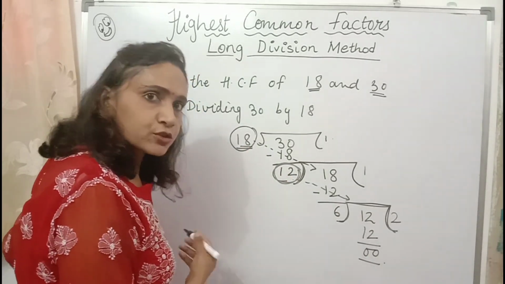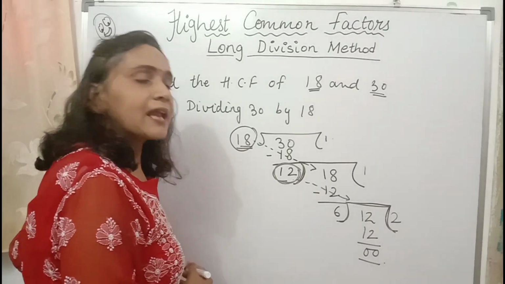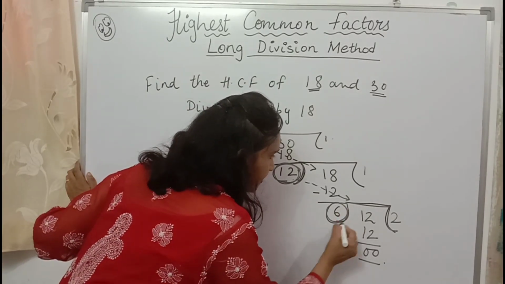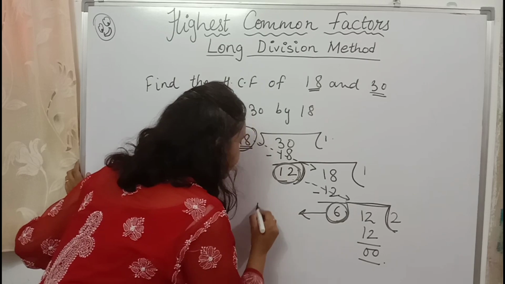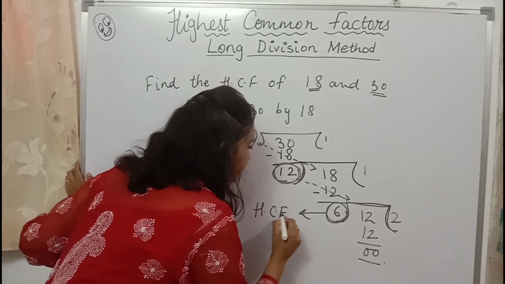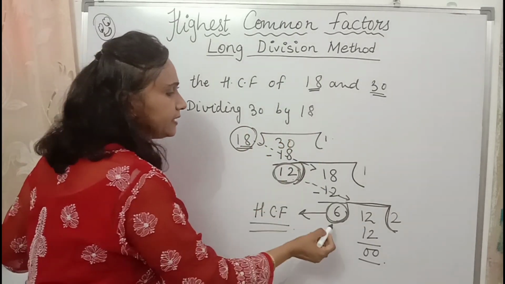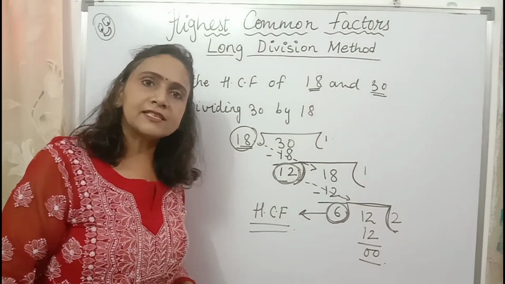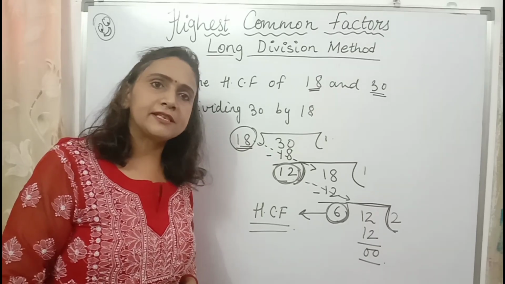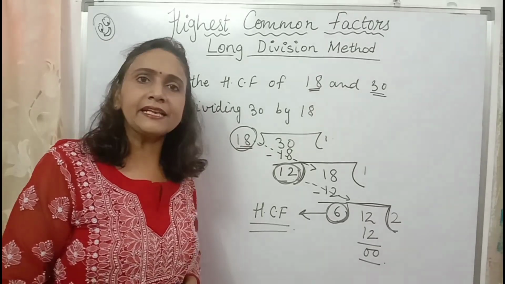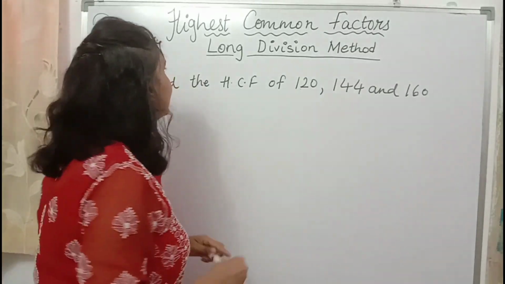Now tell me, what is your HCF? The last divisor will become your HCF. So the HCF of 30 and 18 will be 6. The last divisor will become the HCF of 30 and 18. Okay, now let's see this sum.